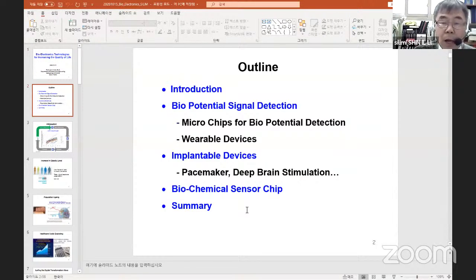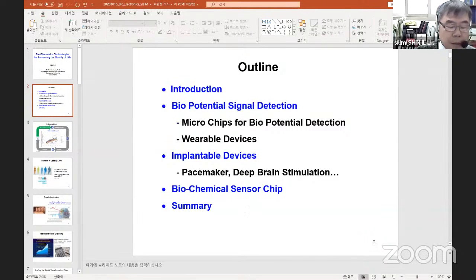This is the outline of my talk. After brief introduction, I'll talk about 3 categories of bioelectronics technology. I'm going to start with some techniques on the biopotential signal detection. I will review what kind of biopotential signals exist in the body and what kind of requirements are needed for the detecting circuit and so on.